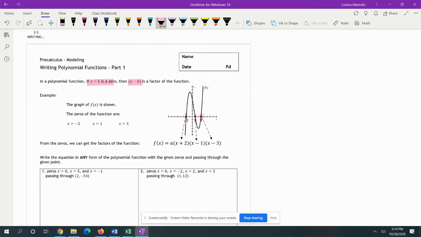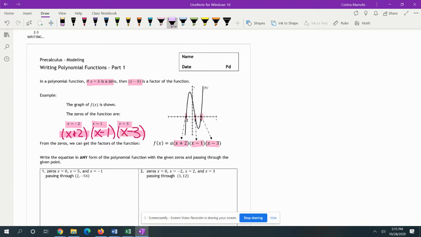That's where it crosses the x-axis. X equals -2, x equals 1, and x equals 3. So then that means that the factors are x plus 2. This one's x minus 1. And this is x minus 3. So opposite signs, okay? So here it says f of x equals a times, and if you notice they match up. I said this one was x plus 2, x minus 1, and x minus 3.